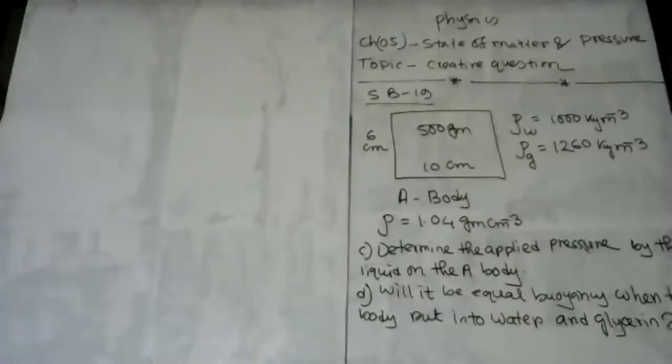Okay, 6 minutes are left. Final student. You see that there's a rectangular shaped body in front of me. The body has density rho equal to 1.04 gram per centimeter cube, mass 500 gram, length 10 centimeter, and breadth 6 centimeter. The density of water is 1000 kg per meter cube. The density of glycerin is 1260 kg per meter cube.